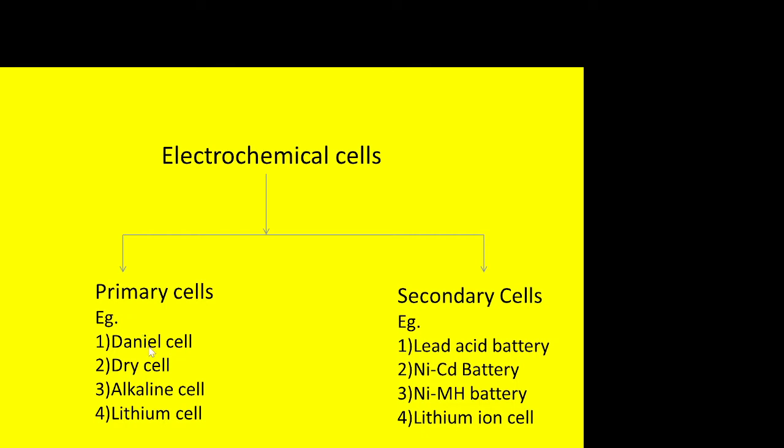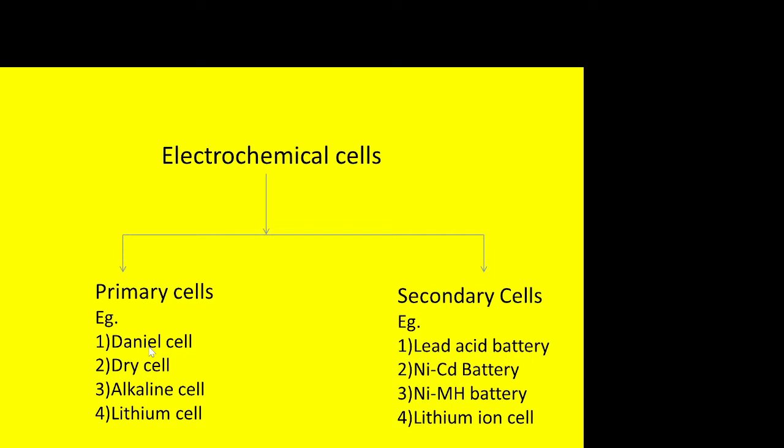Examples for primary cells are Daniel cell, dry cell, etc. Daniel cell, though it is a reversible cell, is not a rechargeable cell. Reversibility means if you apply a potential greater than 1.1 volt, the direction of current can be reversed. Generally, when electricity is produced, Zn metal is converted to Zn2+. When you send a reverse current, Zn2+ can transform to Zn metal. But this happens only with an infinitesimally small current density.